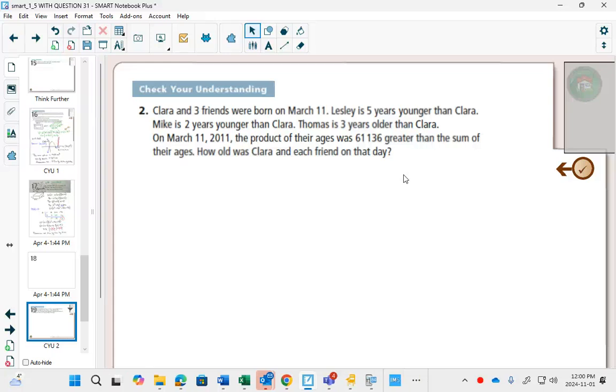Sometimes textbooks try to make word problems to get you practice math, but the word problem itself fails miserably in being authentic. This is one such example. Clara and 3 friends were born all on March 11th.